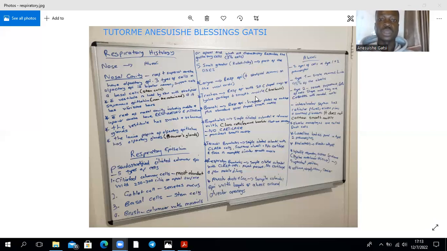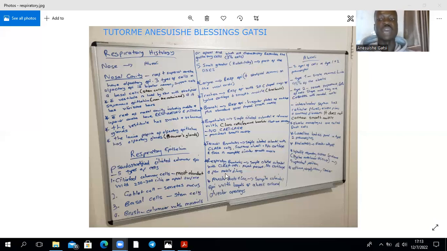Then if you look at the terminal bronchioles, we say the epithelium becomes simple ciliated cuboidal with Clara cells that are not going to be ciliated. There are scattered alveoli. There is still no cartilage. There is incomplete circular smooth muscle as compared to the larger bronchioles, which have prominent smooth muscle. Then the respiratory bronchioles have simple ciliated cuboidal with Clara cells. Then you have alveoli present, no cartilage, and a few muscle fibers.